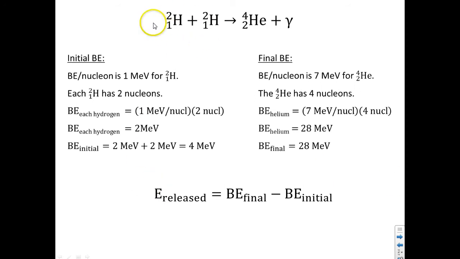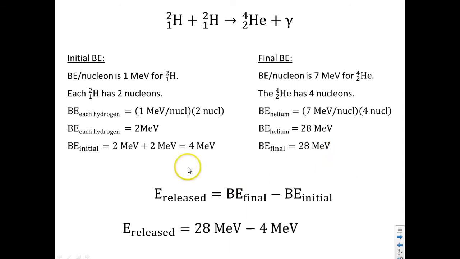In the past, we would have had to find the total mass of the left, the total mass of the right, find the deficit, and convert it into an energy using 931.5 mega electron volts per AMU. This is different. So plugging into the equation, the final binding energy is 28, the initial is 4, and that gives us an energy released of 24 MeV, which is actually quite big.